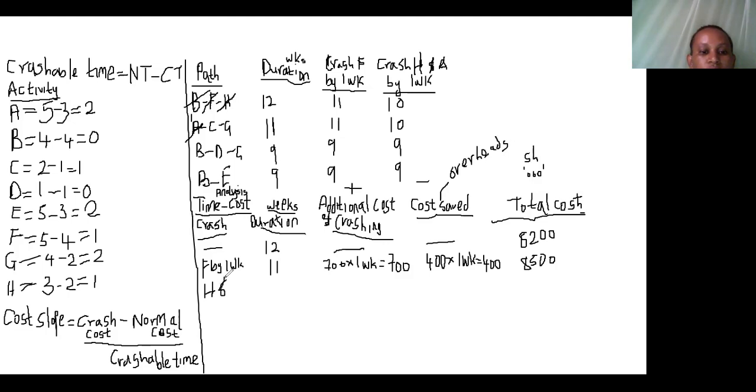Then we also did a crash of activity H together with activity A by 1 week. For that 1 week, we crashed activity A and H together. Remember, they were done simultaneously. The project duration was now at 10 weeks.